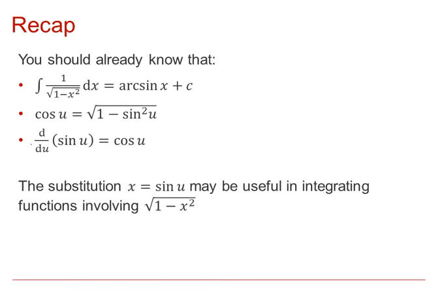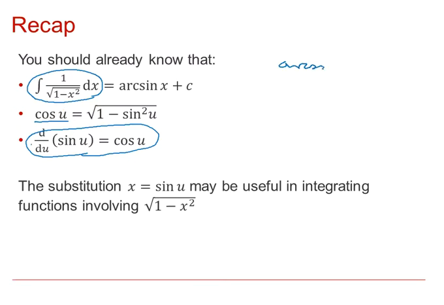Just to recap some of the things we've already seen. We've already seen that we can integrate 1 over the square root of 1 minus x squared as arc sine x plus c. Cos u can be written as the square root of 1 minus sine squared u, and the derivative of sine u with respect to u is of course cos u. The reason we're using x's and u there is just to remind you that if we talk about arc sine x equals u, then of course x equals the sine of u.